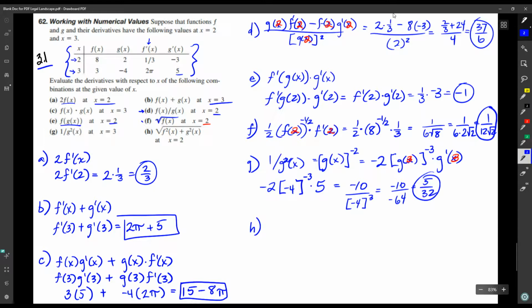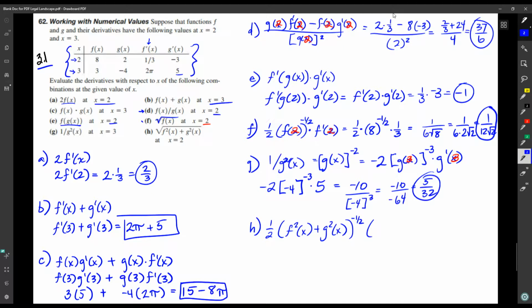Let's go to part H. Part H is a square root of an f squared of x plus a g squared of x at x equals 2. So this is a fairly complicated chain rule here. I've got 1/2 to the front times f squared of x plus g squared of x. Now that's to the negative 1/2 power times the derivative of all of that on the inside.